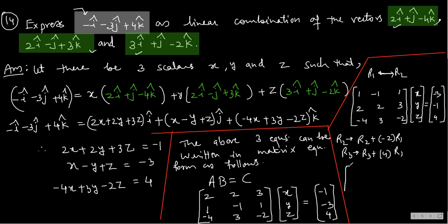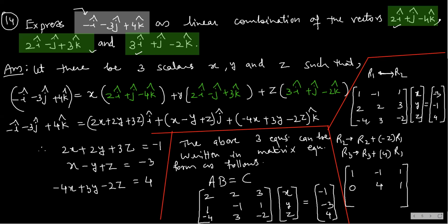So see, what do I get? R1 will not change. R1 will remain at 1, minus 1, 1. R2 will change. How is it changing? Multiply minus 2 in all the elements of R1 and add it to R2. So minus 2 you multiply, add it, 0. Minus 2 you multiply, it will become 2, and add it 4. Minus 2 you multiply, add it 1.